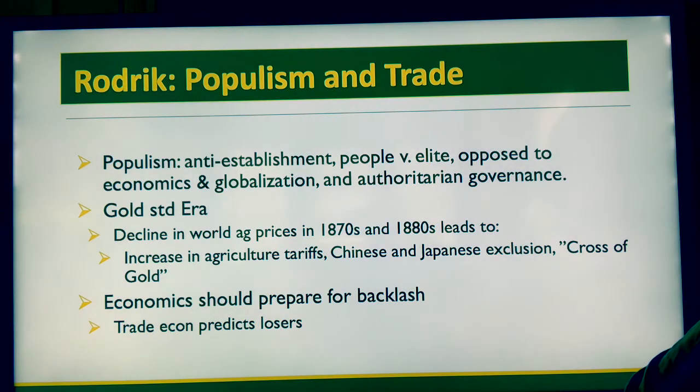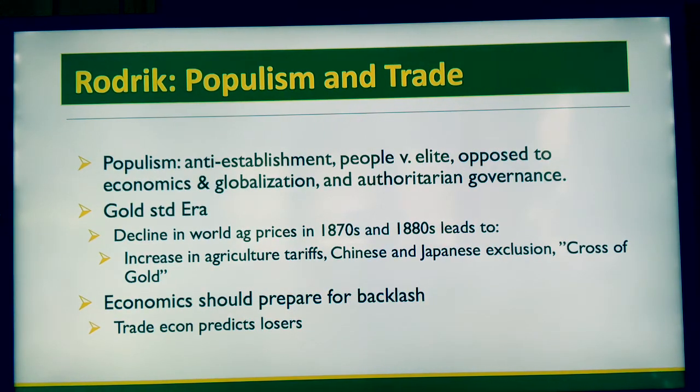First we're going to talk through the Rodrik piece on populism and trade. Populism tends to be anti-establishment, the people versus the elite, and it tends to be opposed to economics and globalization, and has an authoritarian stance in governance. Okay, so what do those things mean? Well, anti-establishment, obviously, is against the things that currently exist.